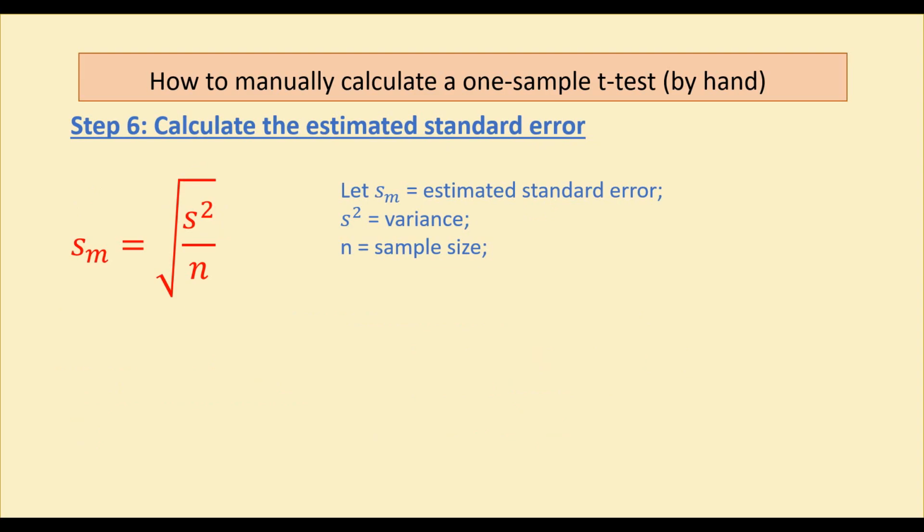So step 6 now is to calculate the estimated standard error. Quite simple. If you followed step 5, you've calculated the variance, and the n will be provided to you. That will be the sample size, or how many people you collected. So it's just going to be your variance divided by n, square root, to get the estimated standard error.